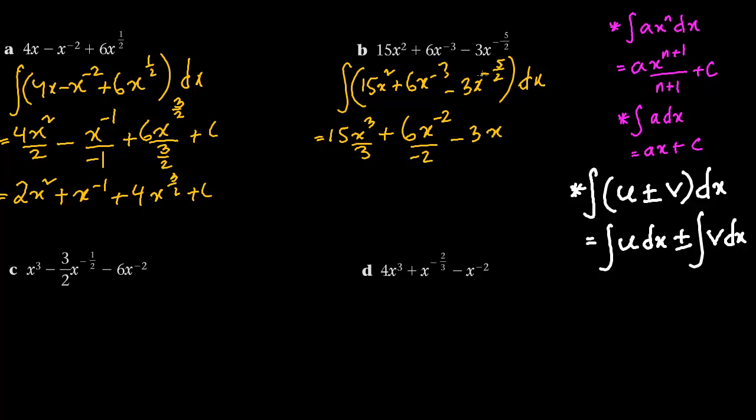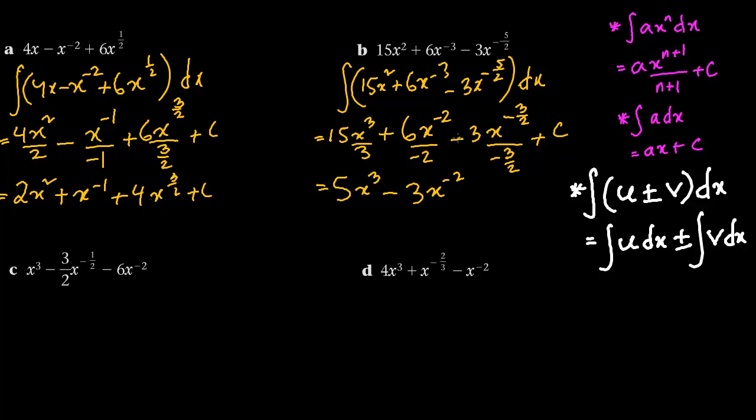by 2 plus 1. Now minus 5 by 2 is minus 2.5, plus 1 means minus 1.5, which is minus 3 by 2. You can check with the calculator. So minus 3 by 2 divided by minus 3 by 2 plus c. So this turns out to be 15 by 3 is 5x cubed. Then 6 divided by minus 2 is minus 3.